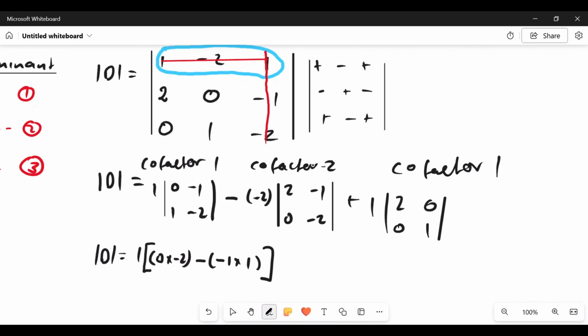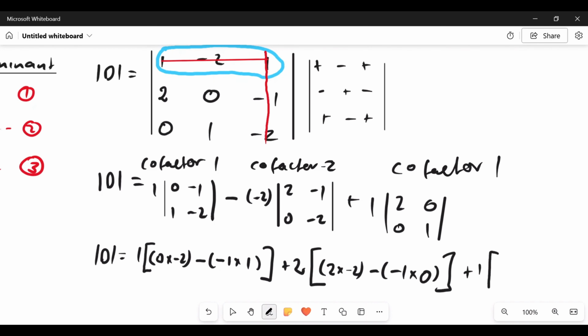Now let's go to the second one here, the cofactor of 2. With negative and negative, this is going to give us 2. Then here we have to calculate the determinant. We have the first entry multiplied by the last entry, which is 2 multiplied by -2, minus the product of the second entry and the third entry, which is -1 multiplied by 0. And the last one here is going to be plus 1.